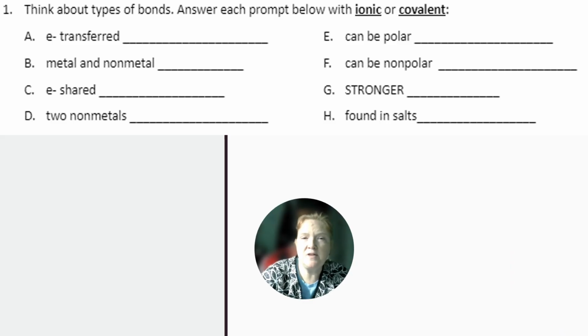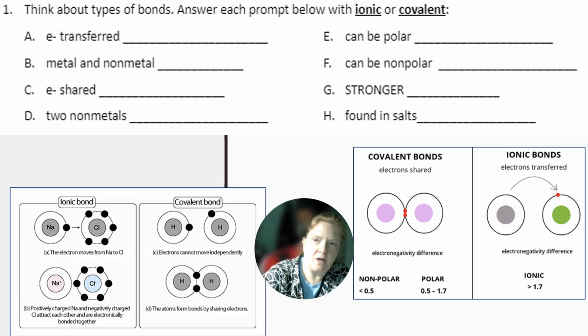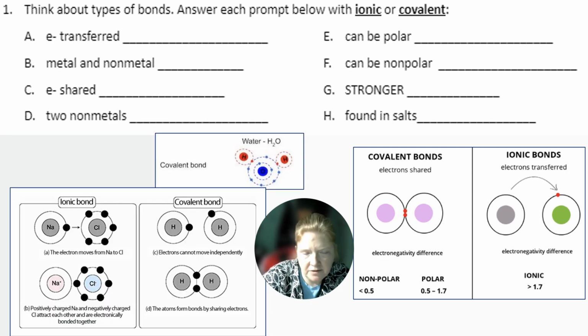All right, the last one that we did, modeling substances. So think about types of bonds. Answer these with either ionic or covalent. Okay, so here's what happens in ionic. Here's what happens in covalent. Here's another visual and another visual.